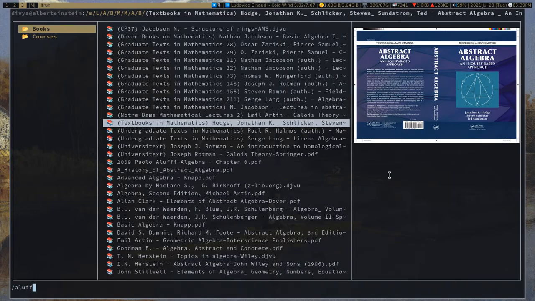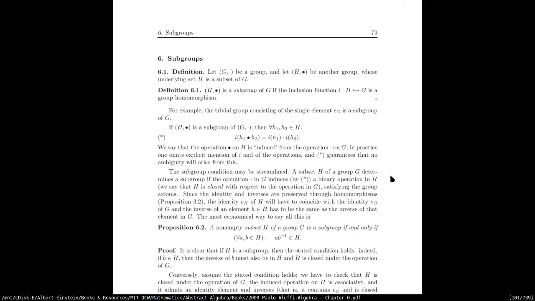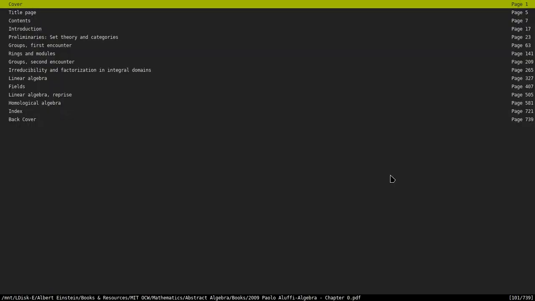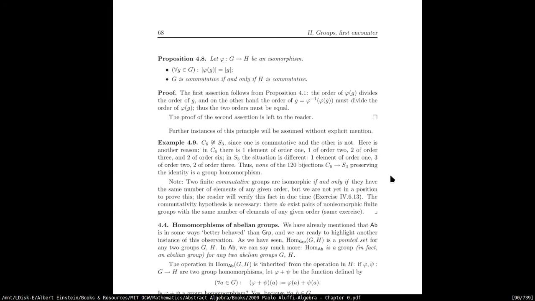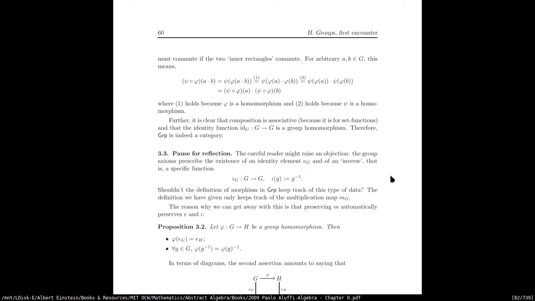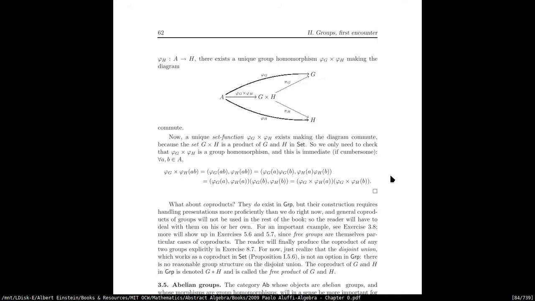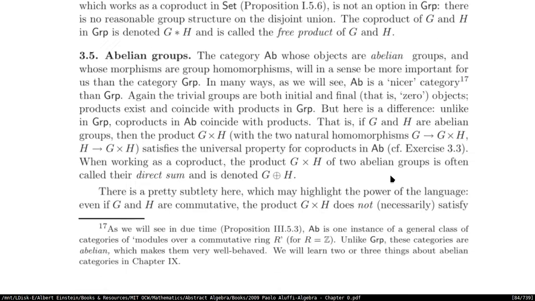Okay, so let's get to Aluffi. We'll see if we can do some sections from there. So last time we did, what was that? Right, we were doing the products in the category of groups. And the last thing we did was the universal property of the direct sum on abelian groups.